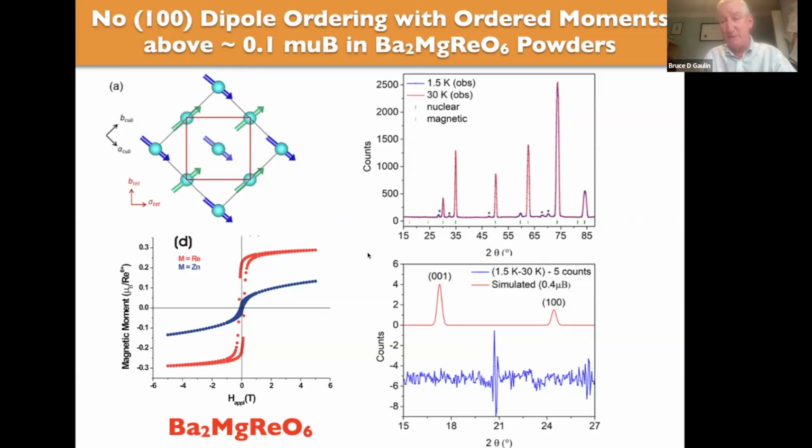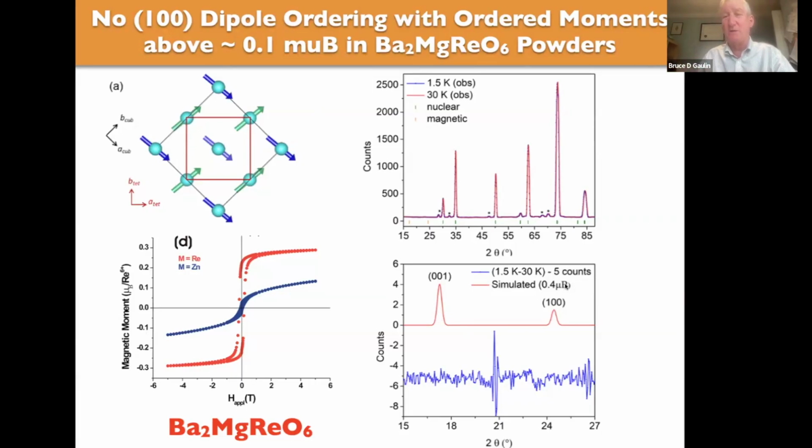Okay, that would be given by what's shown at the bottom right-hand panel here. So this is the subtraction of two data sets, one at low temperatures, one at high temperatures. So if there were new magnetic Bragg peaks appearing below 17 Kelvin, you would see them as big positive peaks in this kind of subtracted data. And for exactly this structure, the two biggest Bragg peaks would be at these locations here. And you can see that for an ordered moment of 0.4 Bohr magnetons, we would see this very easily.